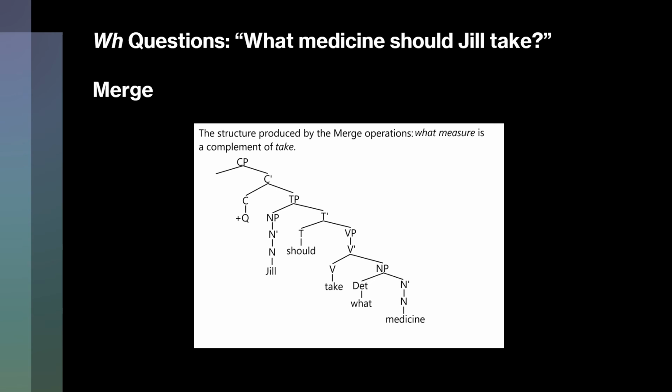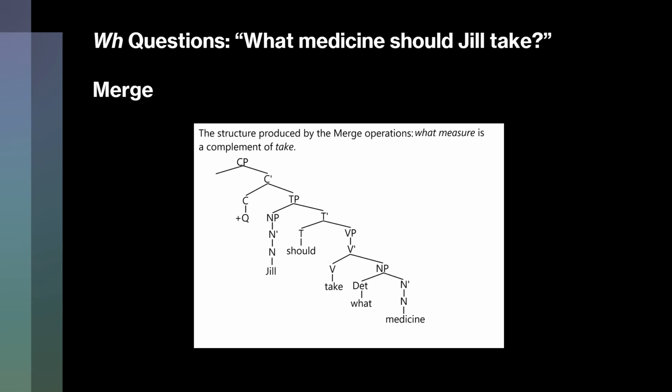Or if we were a question, Jill should take what medicine? Because we got a plus Q here. That indicates the deep structure of this question. What medicine should Jill take is plus question, Jill should take what medicine?